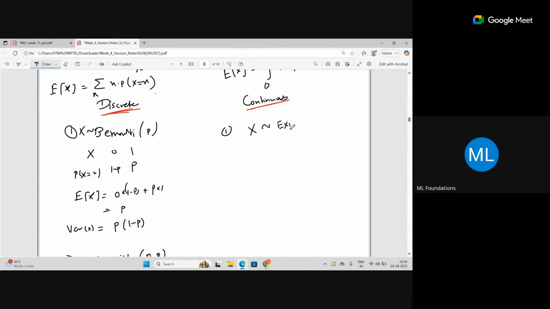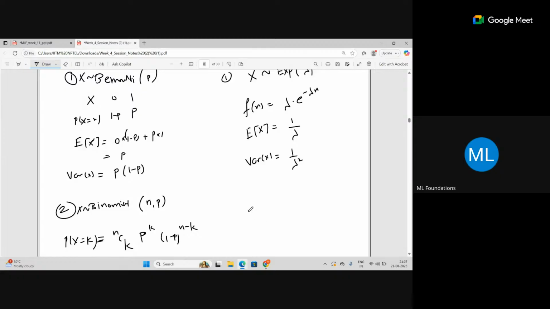What is the parameter in this case? Only one parameter, lambda here. What is the probability density function? Since it is a continuous case, we don't say probability mass function, we say probability density function, that is pdf. So the pdf in this case will be lambda e to the power minus lambda x. And the expectation of x is 1 by lambda. You can integrate this pdf from 0 to infinity, you will get 1 by lambda, and the variance of x in this case will be 1 upon lambda square.